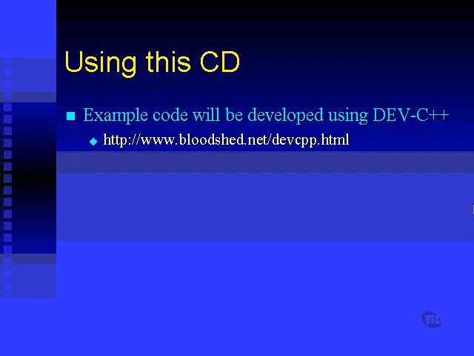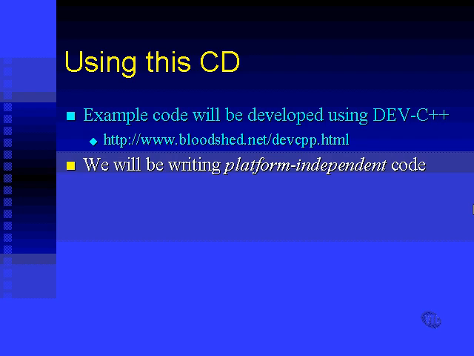Even though we're going to be developing in the Windows environment using a Windows product, we're not developing specific Windows programs. We will be writing platform-independent code. The code that we write, every single line, will be able to be compiled on any platform, Unix, Windows, even DOS, OS2, Mac, or whatever you like. We will be writing no code that is designed for the Windows environment only.